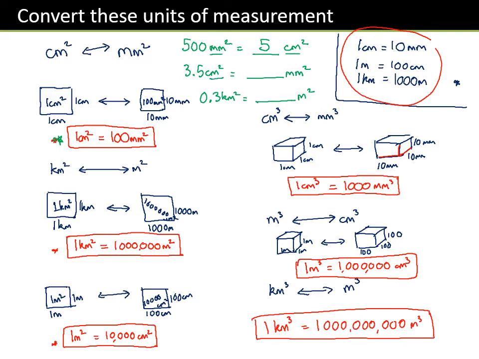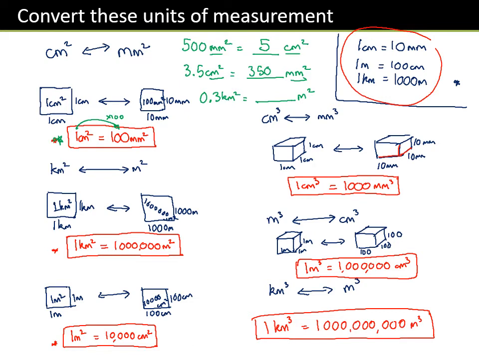The next one, I'm going from centimetre squared to millimetre squared, so I'm going back the other way. And I can just look at the number here. To get from 1 to 100, I times by 100. So centimetre squared to millimetre squared, times by 100, and here I would have 350.